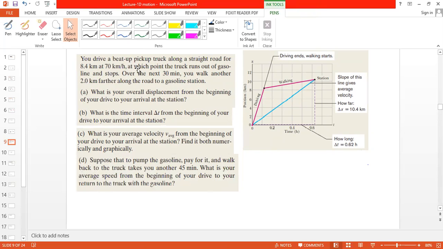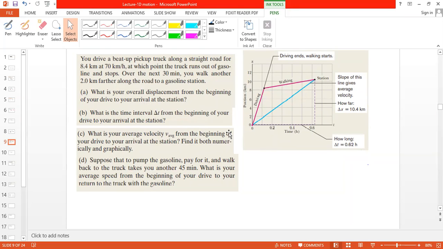So here is the math. You are driving a pickup truck along a straight road, traveling 8.4 kilometers at a speed of 70 kilometers per hour. So this is the driving, and at that point you have no gas in your car, and the car stops, and you start walking for 30 minutes, for 2 kilometers, to reach a gasoline station. Then the question is, what is the overall displacement from the beginning of your drive to your arrival at the station?